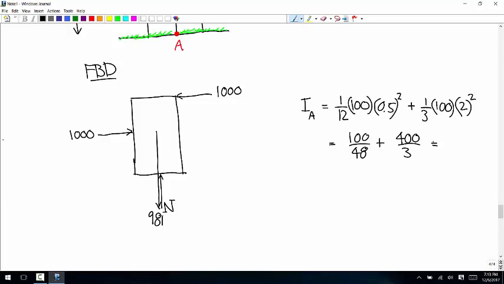Can someone tell me what that is, just as a decimal? What is it? 135.416. Okay. And the units there, kilogram meter squared.